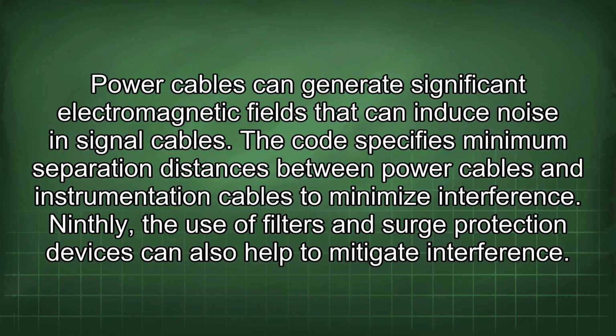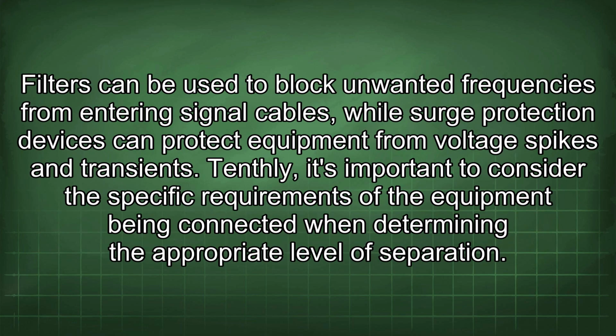Ninthly, the use of filters and surge protection devices can also help to mitigate interference. Filters can be used to block unwanted frequencies from entering signal cables, while surge protection devices can protect equipment from voltage spikes and transients. Tenthly, it's important to consider the specific requirements of the equipment being connected when determining the appropriate level of separation.